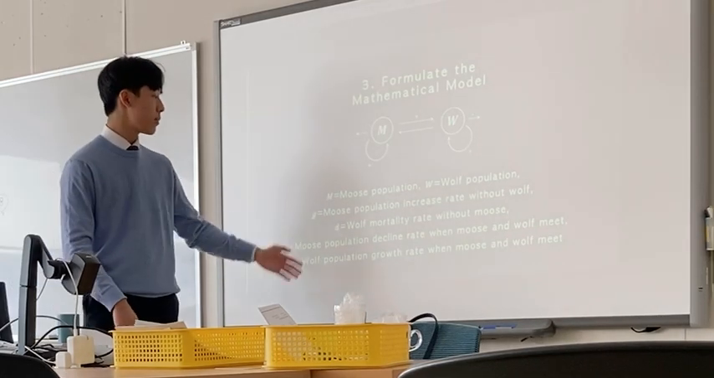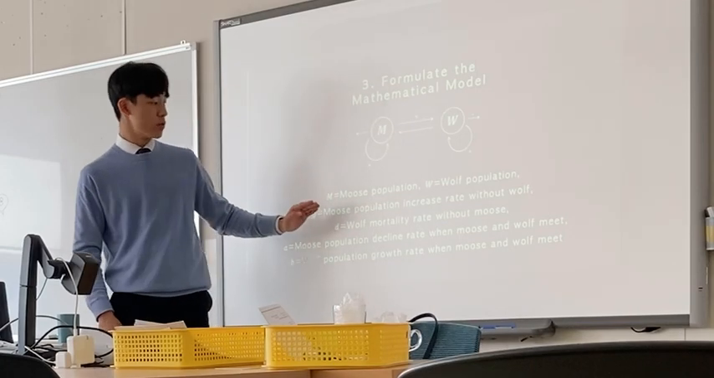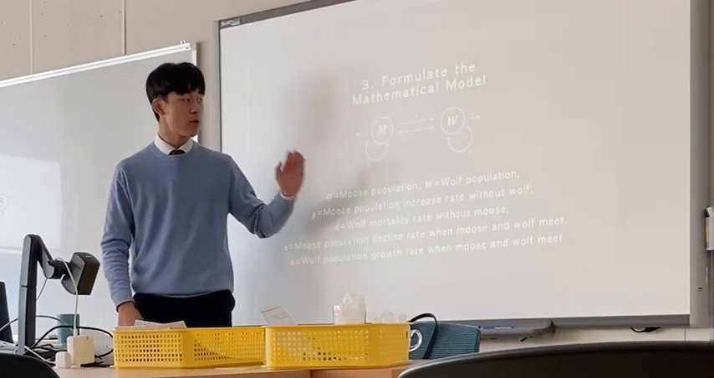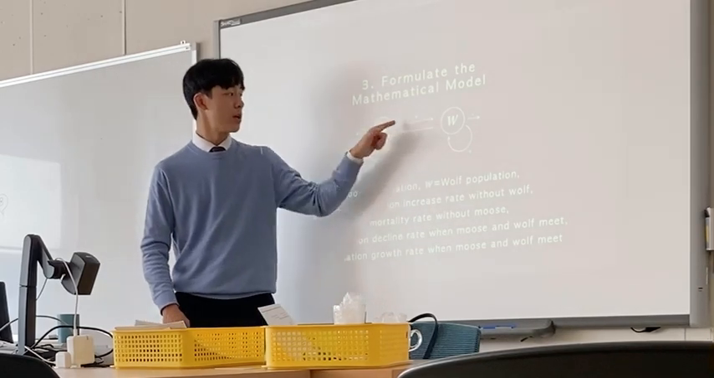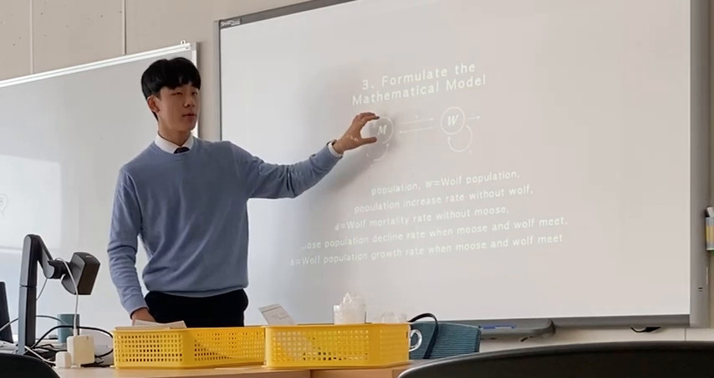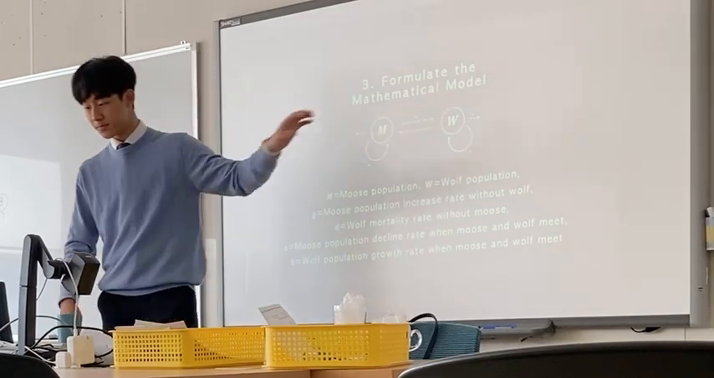Then we set the variables like this: M equals moose population, and G equals moose population increase without wolf, and so on and so forth. Essentially, what we're trying to do is to establish an equation for each of the interactions, each of the arrows here, and then sum that up to describe the moose population, and the other equation is going to be about the wolf population.